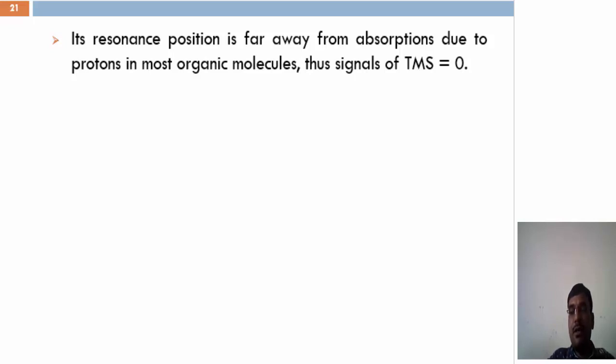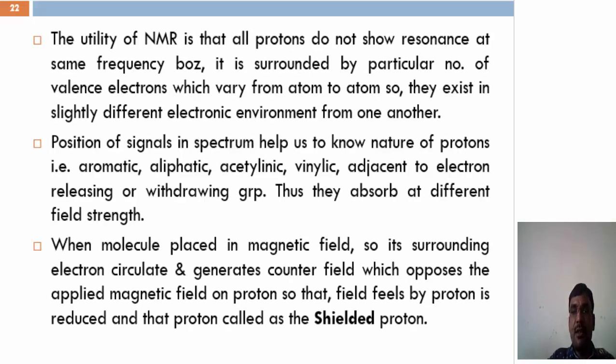Thus, the signal of TMS is equal to 0. What is the chemical shift? The utility of NMR is that all protons do not show resonance at the same frequency, because each is surrounded by a particular number of valence electrons, which varies from one atom to another. So they exist in slightly different electronic environments from one another.